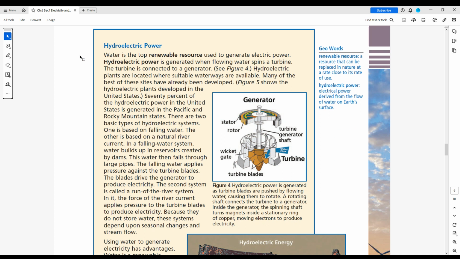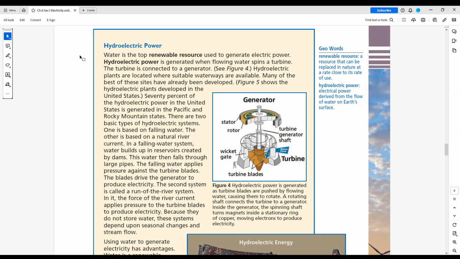Hydroelectric power. Water is the top renewable resource used to generate electric power. Hydroelectric power is generated when flowing water spins a turbine. The turbine is connected to a generator. Hydroelectric plants are located where suitable waterways are available. Many of the best of these sites have already been developed. 70% of the hydroelectric power in the United States is generated in the Pacific and Rocky Mountain states.